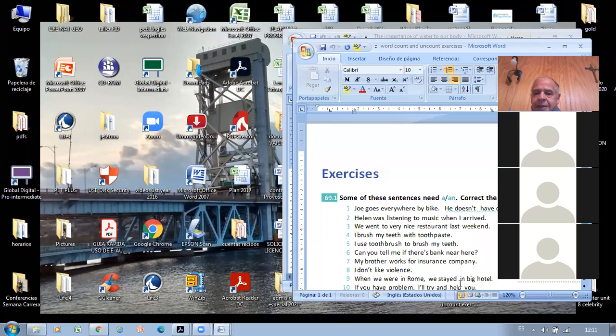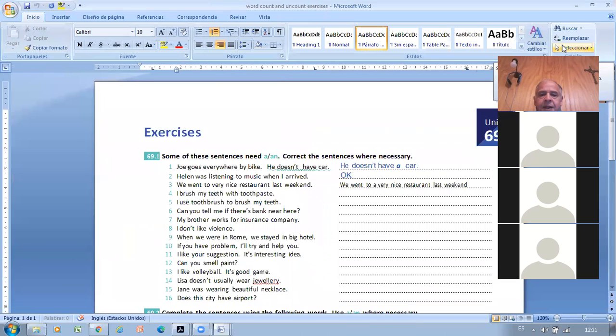Countable and uncountable exercises. Let's see. Here you have some of these sentences need a or an. Correct the sentences where necessary. Okay, so when can you use a or an? When the noun is countable. For example, in here, Joe goes everywhere by bike. He doesn't have car. That is incorrect. Why? Because car is countable, so it has to have an article, a car. Okay, he doesn't have a car.